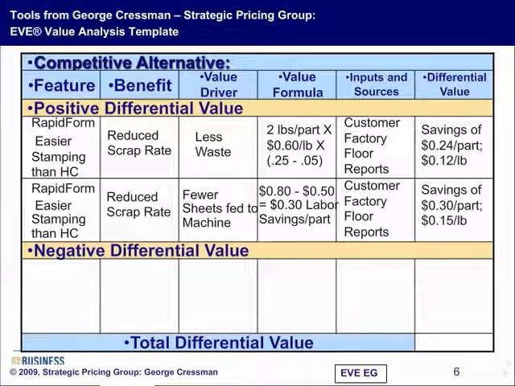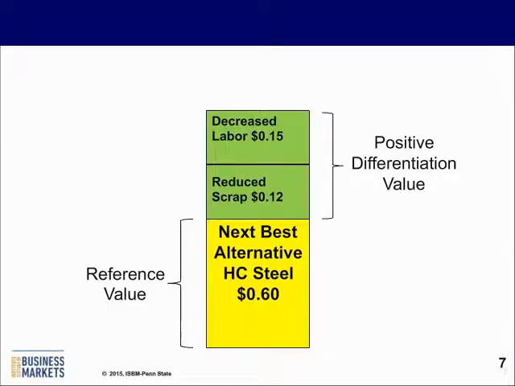So a simple calculation here said, well, for reduced scrap rate, we save 24 cents a part or 12 cents a pound. And we did a similar calculation right below that for the fewer sheets fed to the machine. So we had a 30-cent labor savings per part or 15 cents a pound for rapid form steel compared to the high carbon steel alternative. So building the value salami for the customer in this case, their next best alternative was high carbon steel at 60 cents a pound. And we were adding positive differentiation, positive value, on top of that of 12 cents a pound through reduction in scrap and 15 cents a pound in decreased labor.